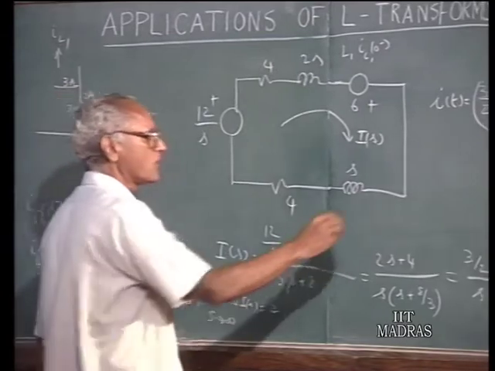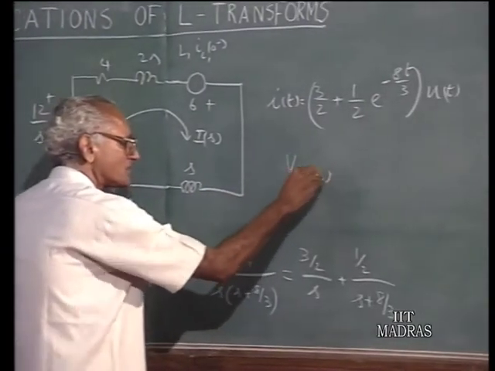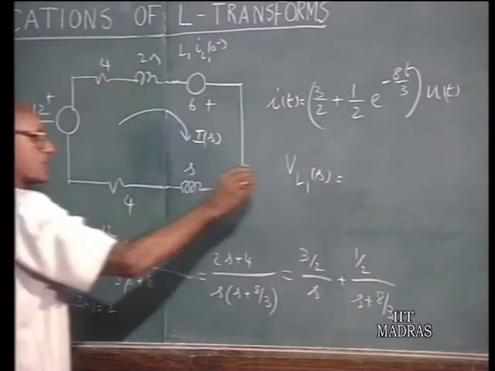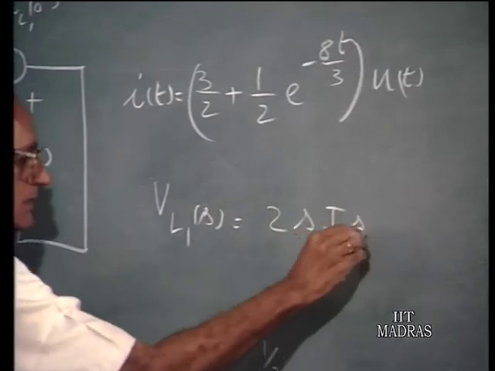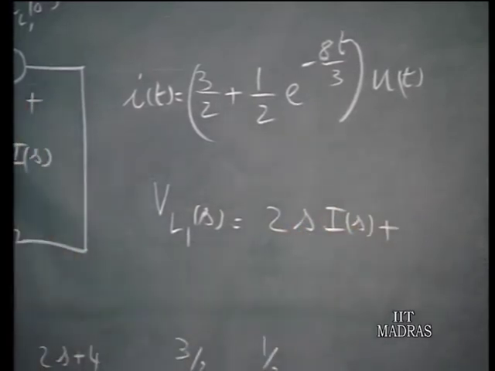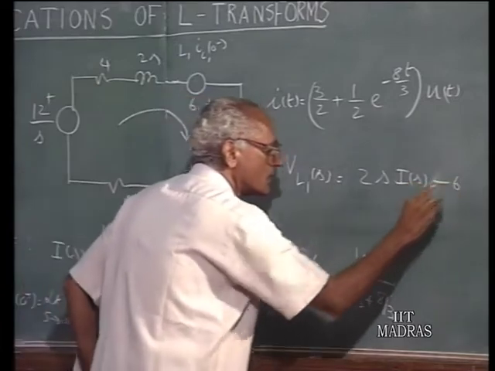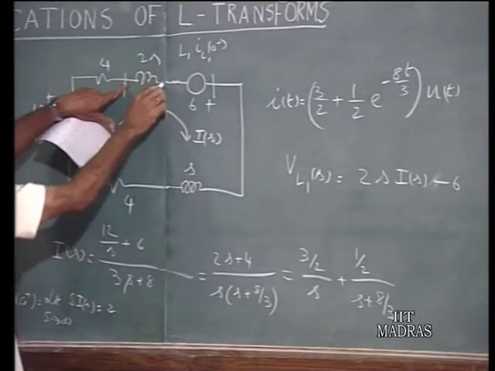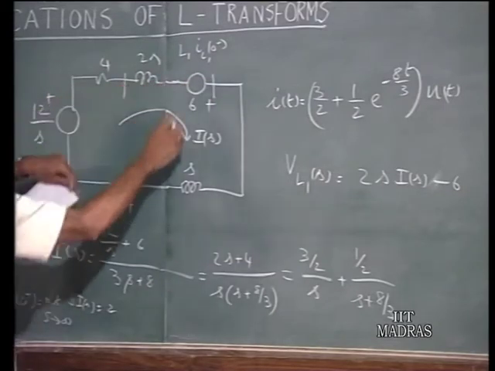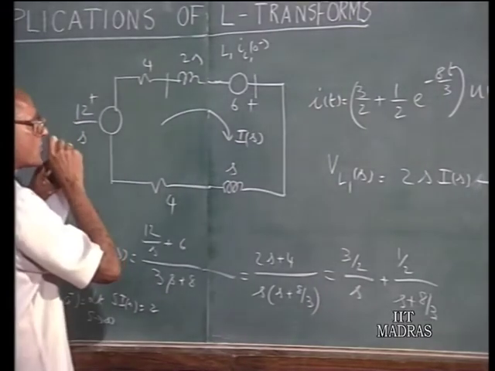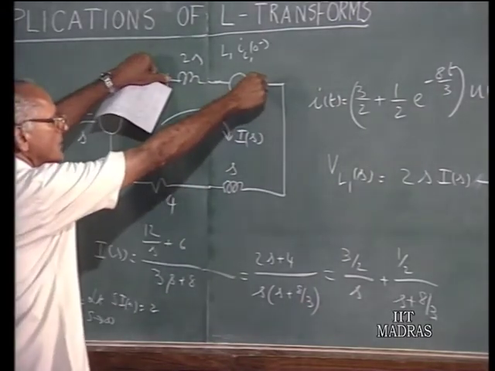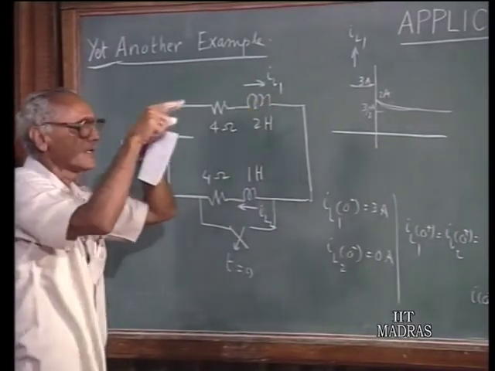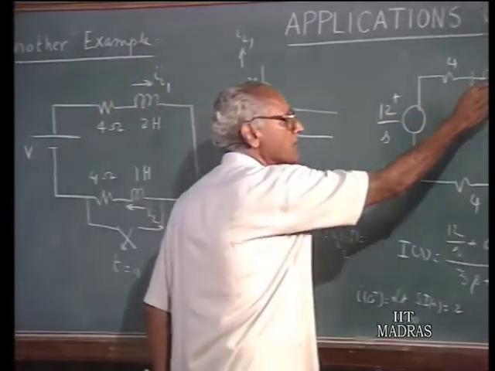Now, what about the inductor voltage? Suppose I want to find out the inductor voltage VL1 of S. Now that we have got I of S, it is 2S times I of S plus, that is the drop here, minus 6. When you want to find the inductor voltage, you must take the voltage between these two terminals, not across this inductor alone, this portion only. You must take the initial current source also into account, because these are now the terminals of this inductor in this circuit. This inductor has been replaced by not only an inductive impedance, but also the initial current source.